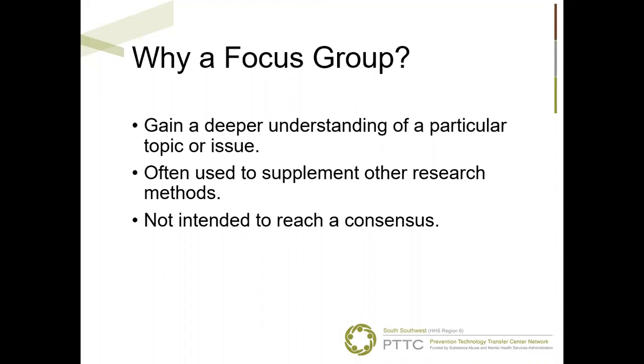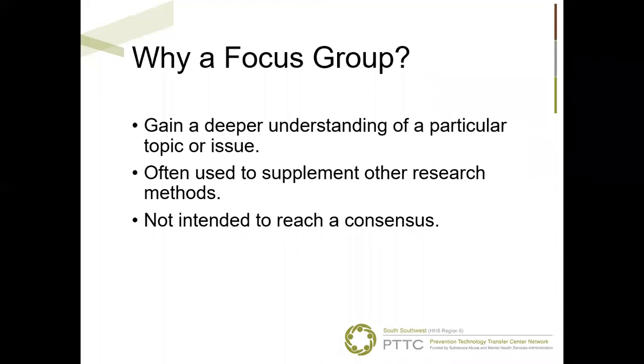But it's not intended necessarily to reach a consensus. It gives you more information. It may even give you more questions. But I've found it to be a very, very useful tool to do needs assessments, to do planning, to look at implementation and how is implementation working or not working, and then explains your outcomes, or sometimes explains why you didn't achieve certain outcomes.